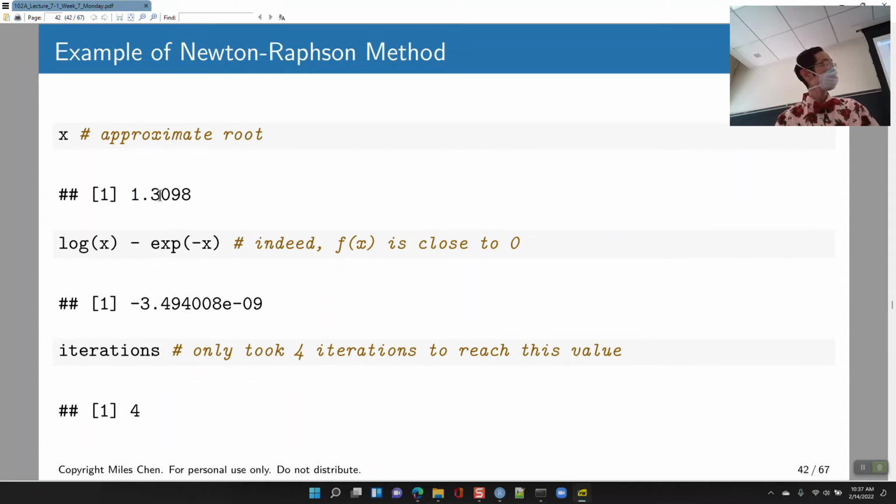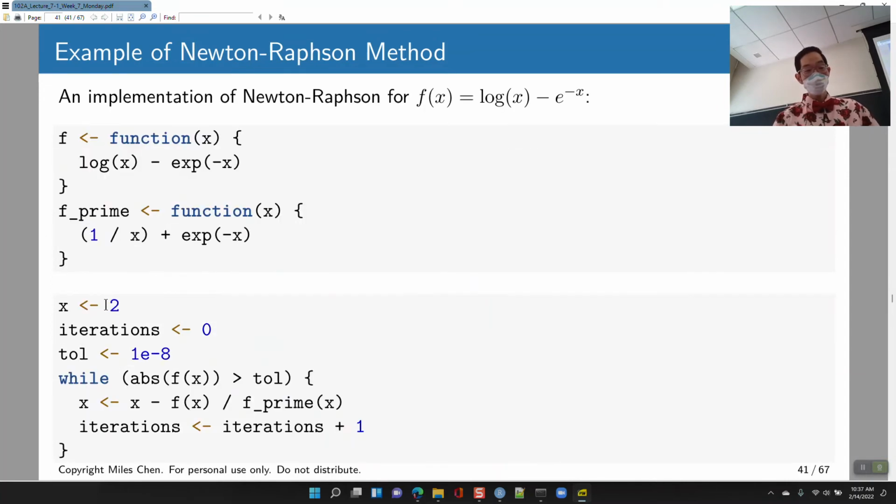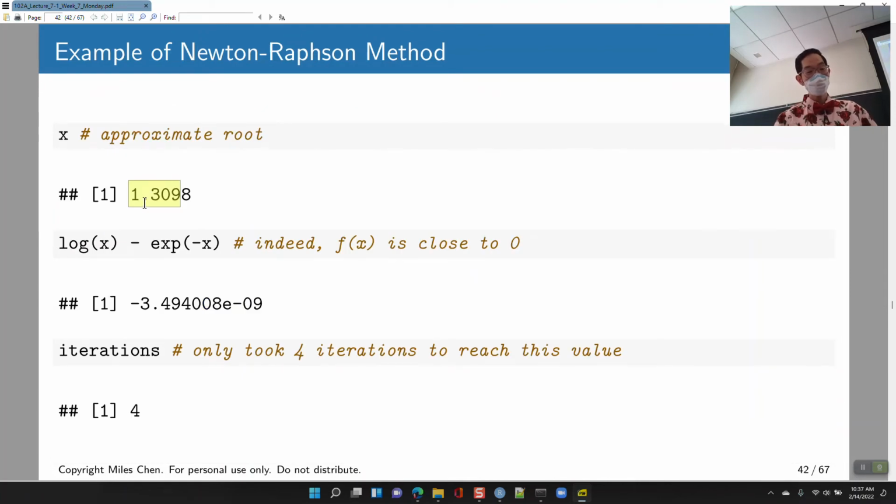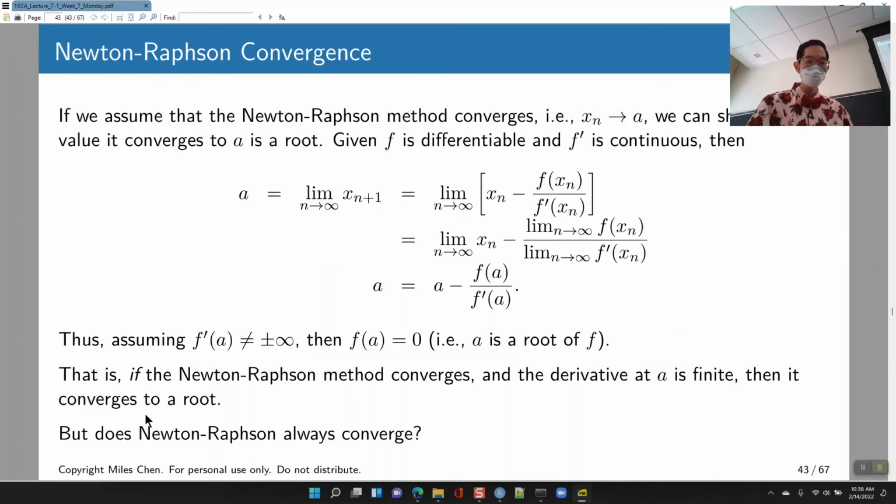And so we let it run. We start off at 2, and it says, okay, your approximate root is at 1.3098. And what value does it give? It's something on the order of 10 to the negative 9. And it took us only 4 iterations to get there. Okay, so that's pretty good. 4 iterations.